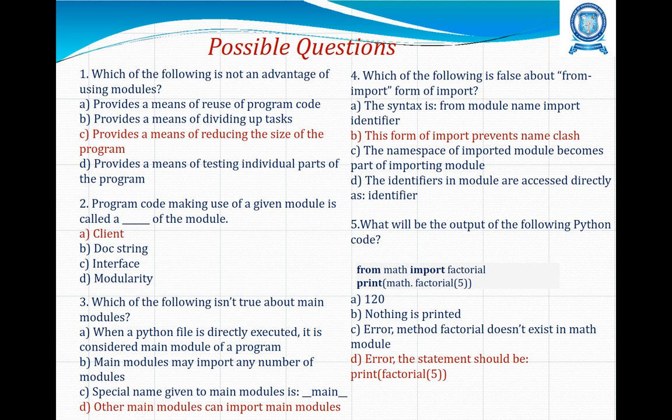That's all about the modules. These are the possible questions that may be asked in this topic.